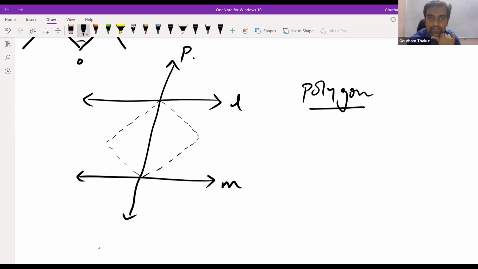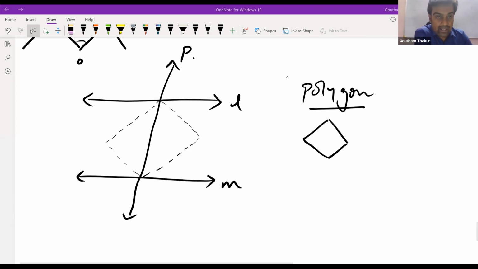What do you mean by a polygon? Anyone? Closed figure. Okay. So Atharva, can I call a circle a polygon? Yes. Can I call a circle a polygon? No. Closed figure with line segments. The closed figure which is formed by line segments, to be more specific. Closed figure formed by line segments is called a polygon.